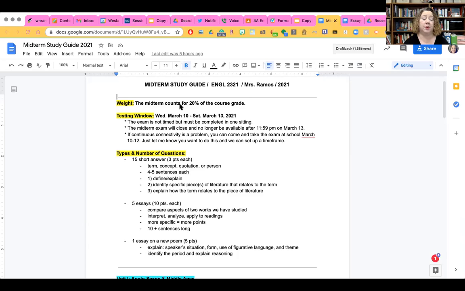So the first thing is just a reminder that the midterm counts as 20% of the course grade. Same thing as the final. So the midterm and the final together are 40% of the course. It's a significant percentage of your overall grade. It's equivalent to the research paper, and it's equivalent to all of the discussions put together in terms of weight for the semester. So I just wanted to remind you of that.